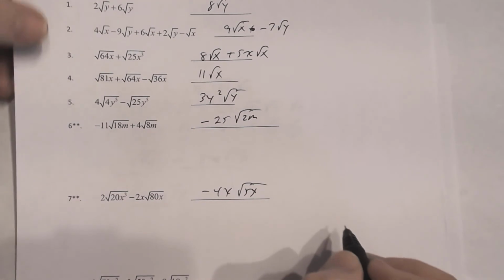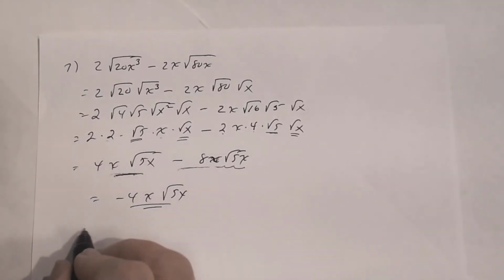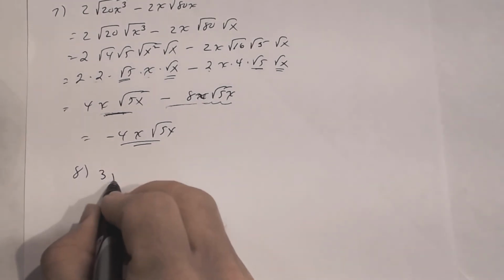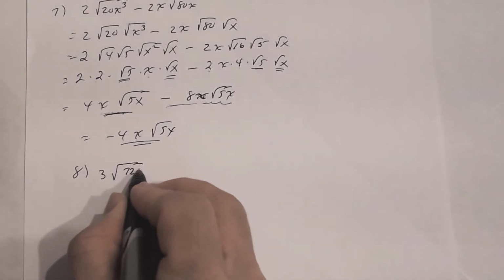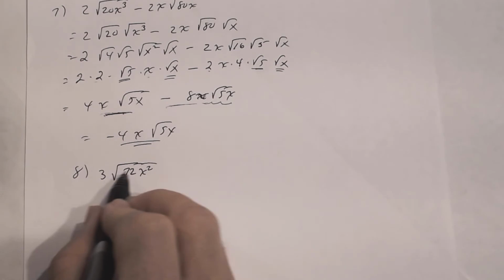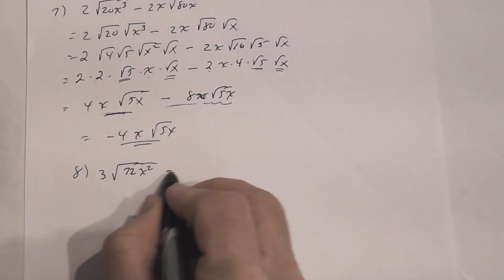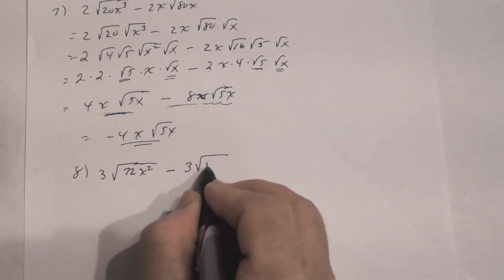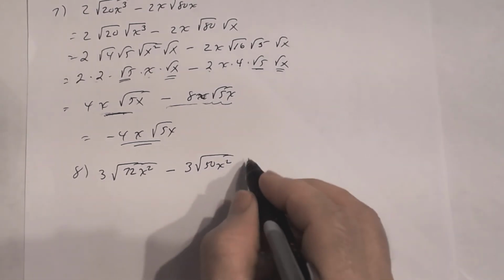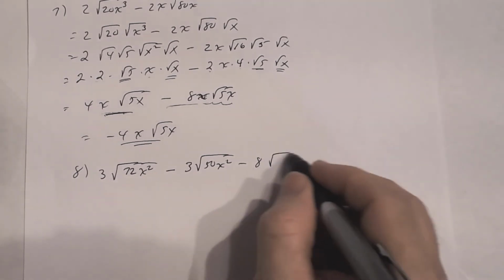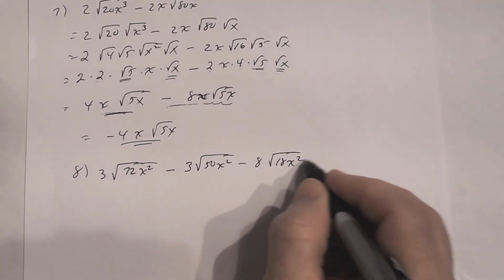All right, and then finally number 8. So number 8, we have 3 times the square root of 72x squared. Notice I'm extending my radical symbol. Minus 3 square root of 50x squared minus 8 square root of 18x squared.